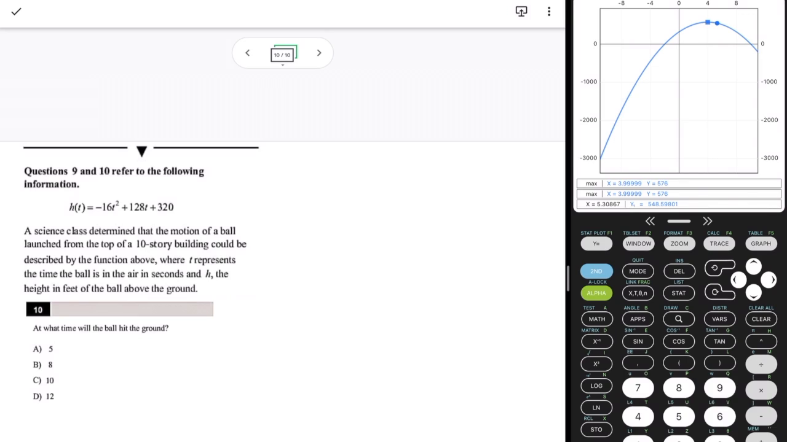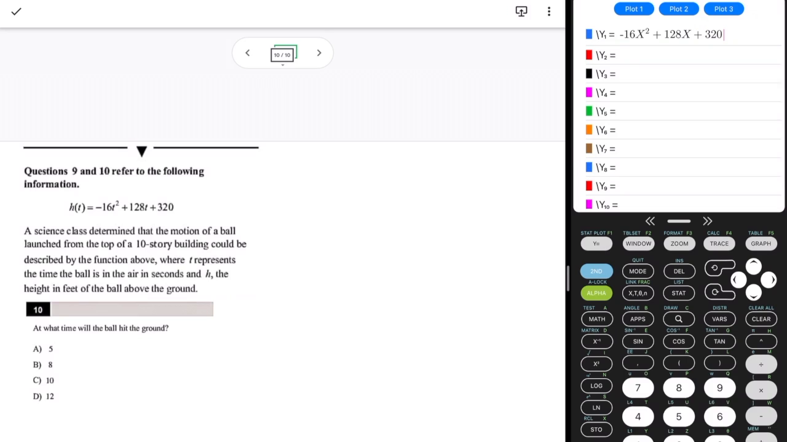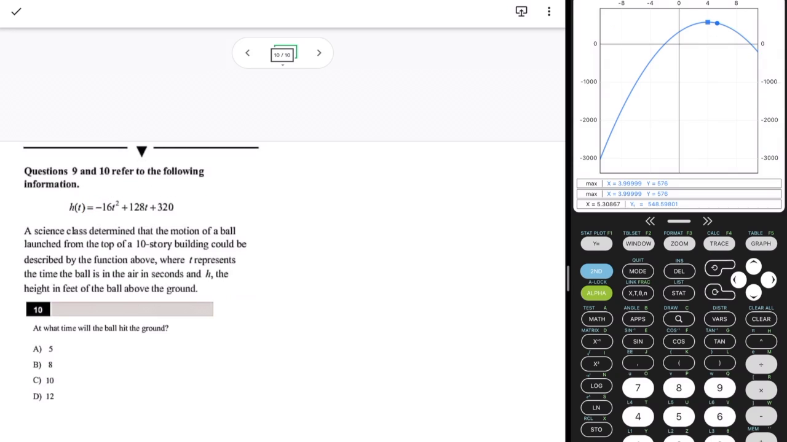I'll go ahead and do this again just so that, if you didn't watch the video, you can follow along here. So the first strategy is we can just take this equation and graph it in the calculator. So we have it graphed here. Now it's asking what time will it hit the ground. So what we can do is find this x-intercept right here.